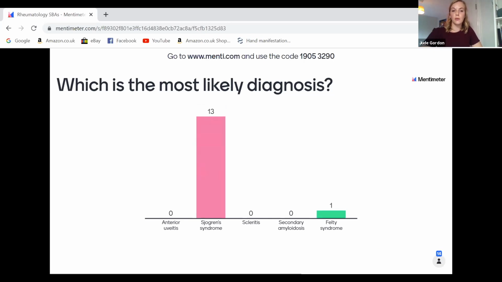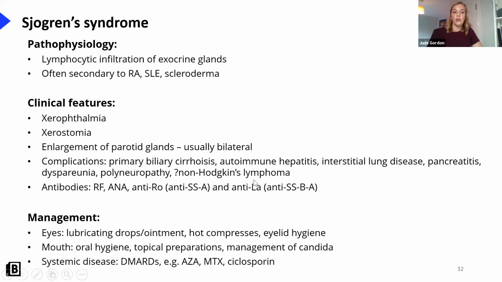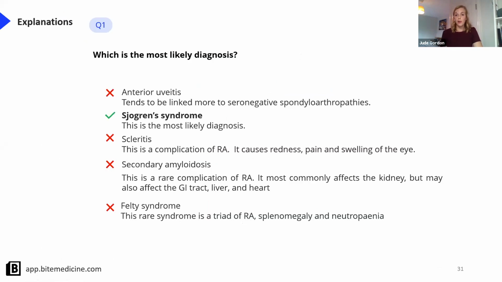Okay, perfect. Yeah, so Sjogren syndrome is absolutely the correct answer. All of the others, apart from anterior uveitis, which tends to be linked more to seronegative spondyloarthropathy, so things like ankylosing spondylitis, all of the others are either linked with or complications of rheumatoid, but with this particular set of symptoms, Sjogren's is the most likely.